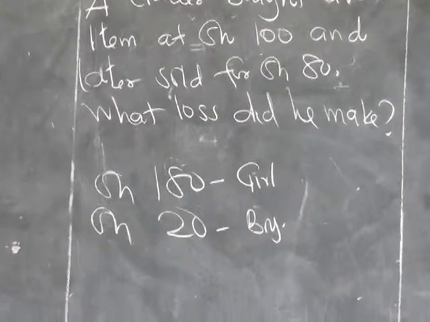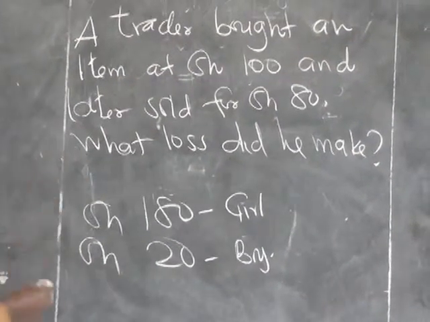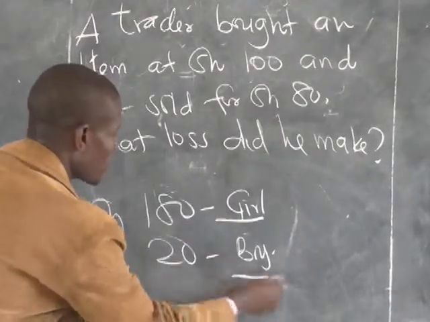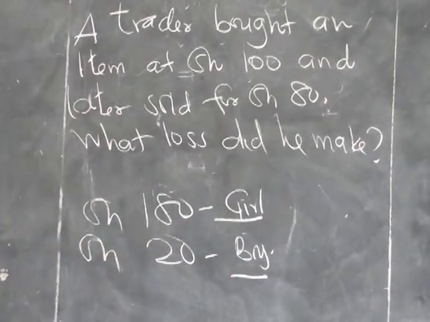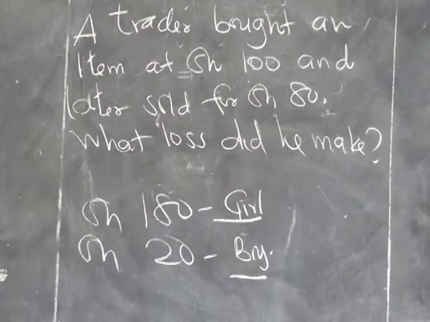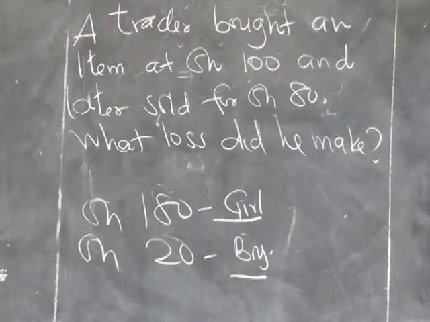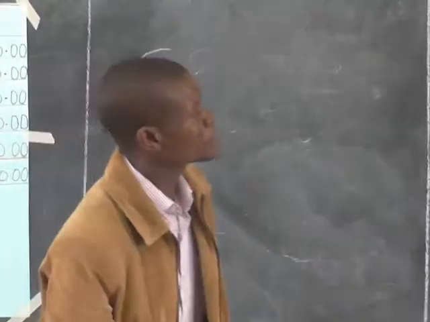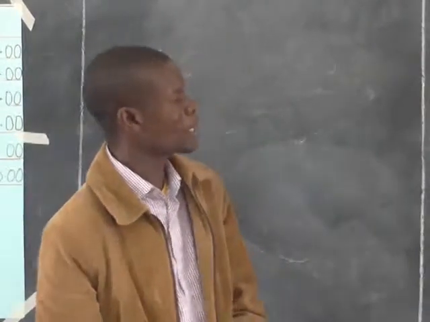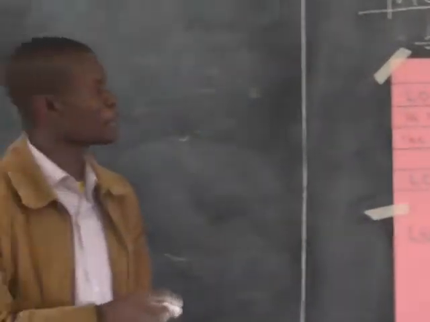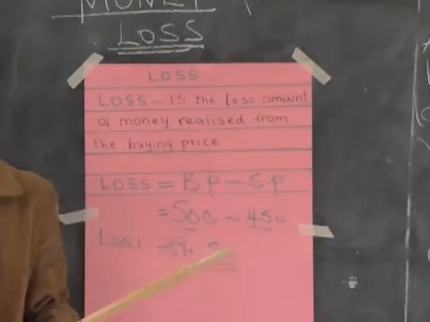Now class, I'm going to work it out to make us know who got the correct answer between the girl and the boy. So let's work it out and see who's correct between the two. Now, as I said before, for us to be able to calculate the loss, one, you need to identify the buying price from the statement. Two, you need to identify the selling price from the statement.